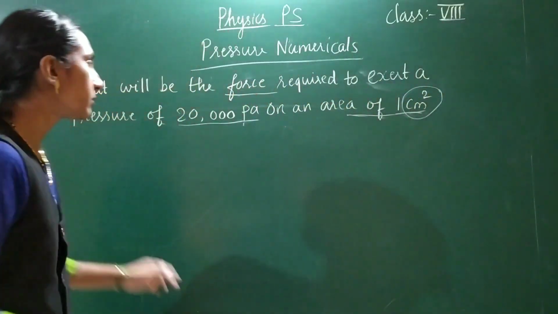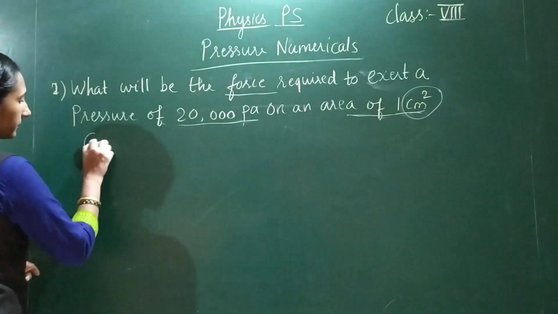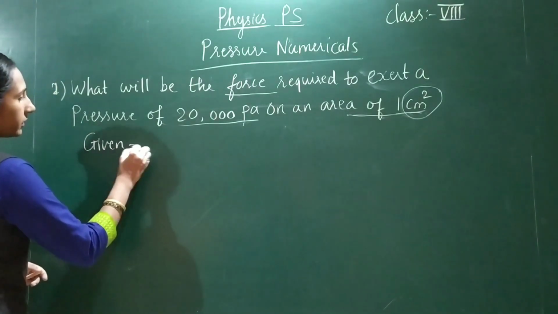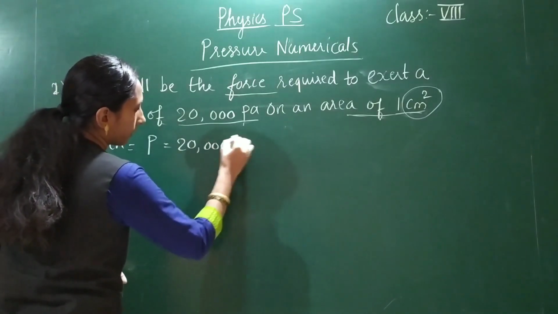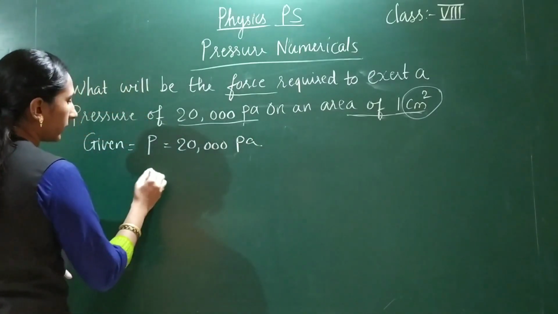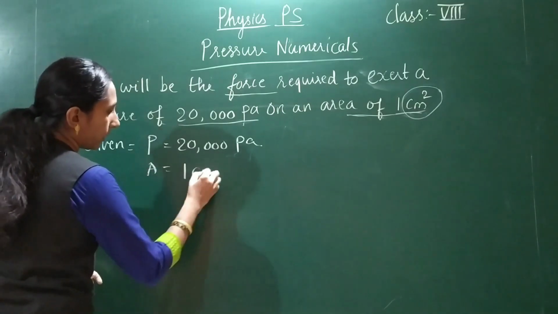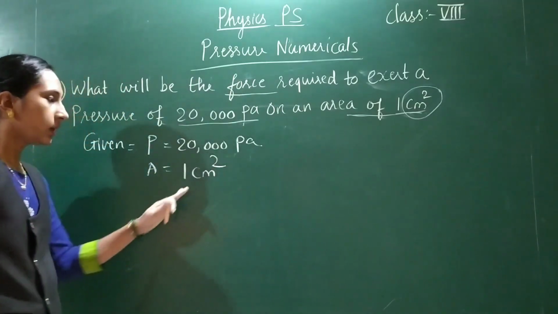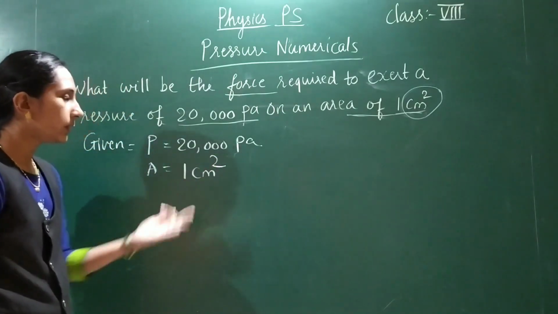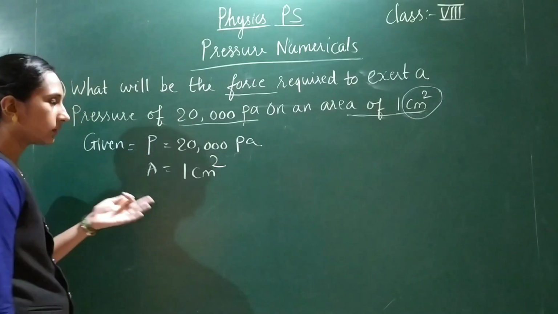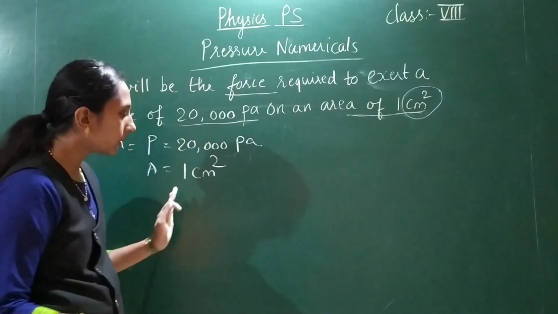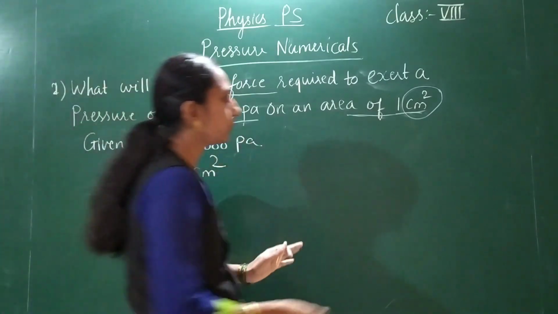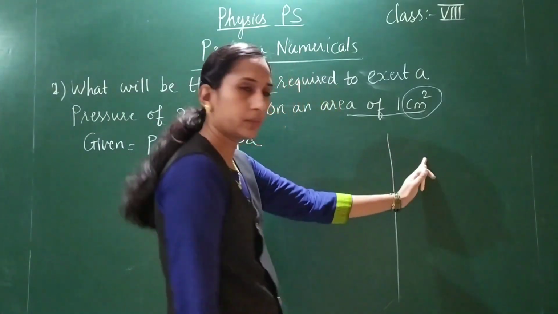For that purpose, first we will write all the given things. What things are given here? Pressure P is given as 20,000 Pascal. Area is given, A equal to 1 centimeter square. Convert this area into meter square. What will you get? So those who don't know how to convert this, those who have a problem with converting this, I will show you how to convert this here.